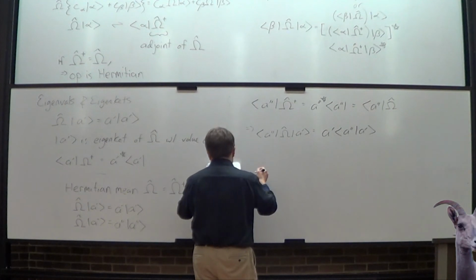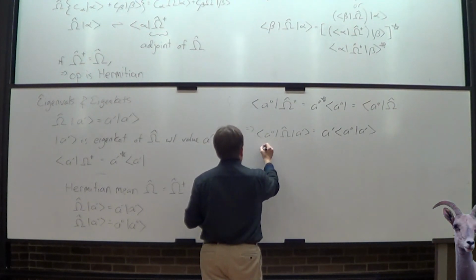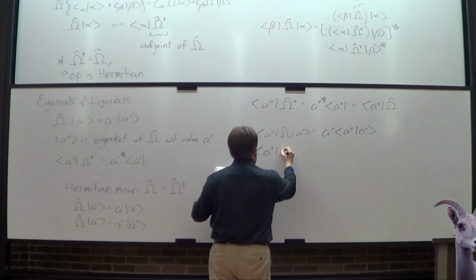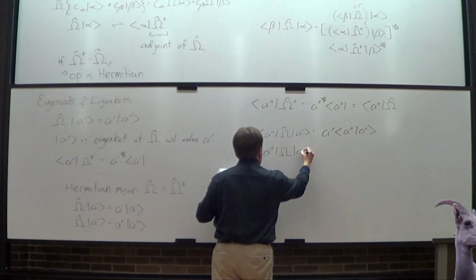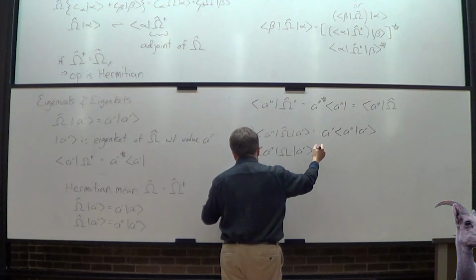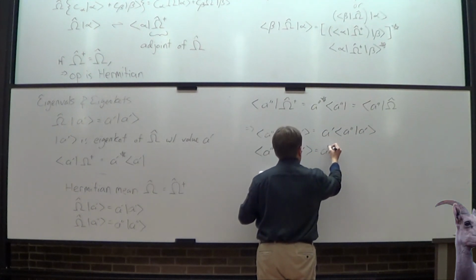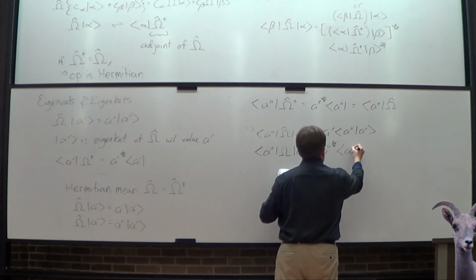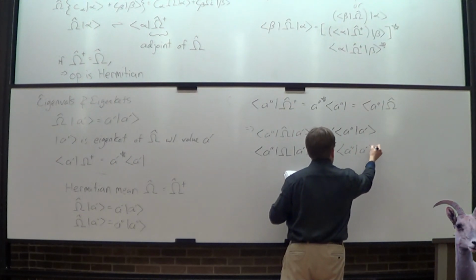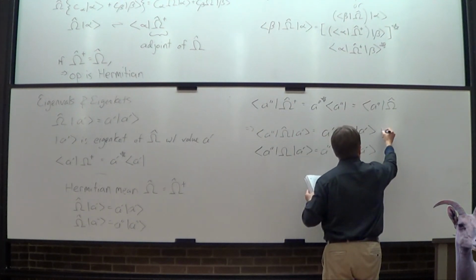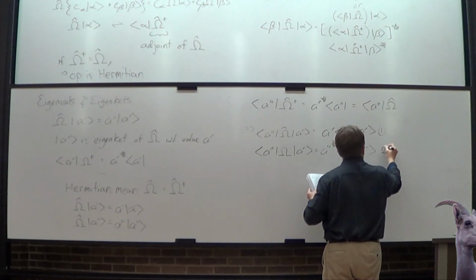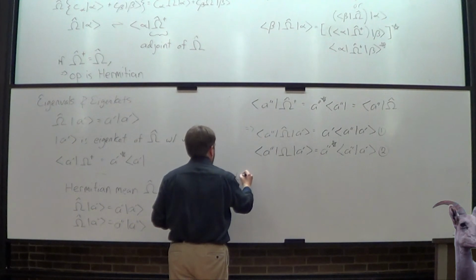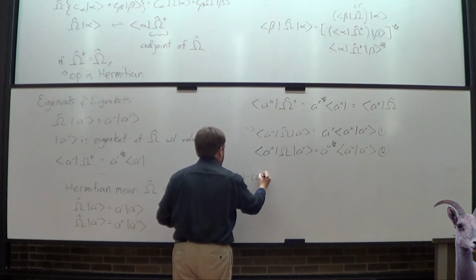Now I'm going to let the operator act on the bra instead. And so that's going to give me A double prime star, and actually I get the same inner product. Call these 1 and 2. Now what I'm going to do is take 1 and subtract from it 2.